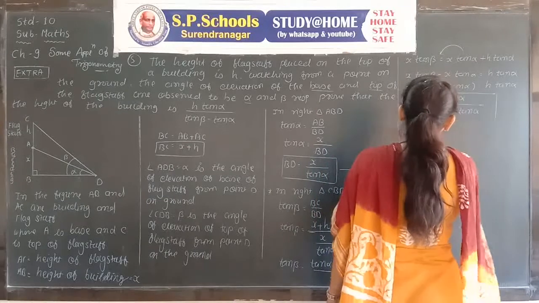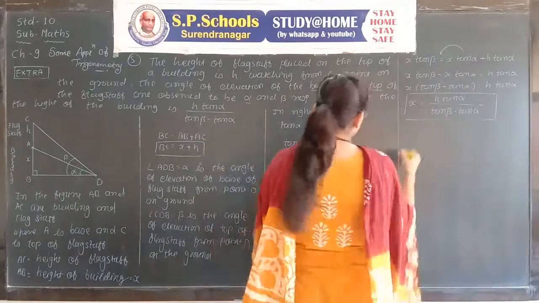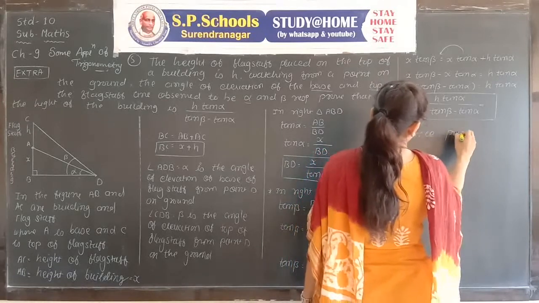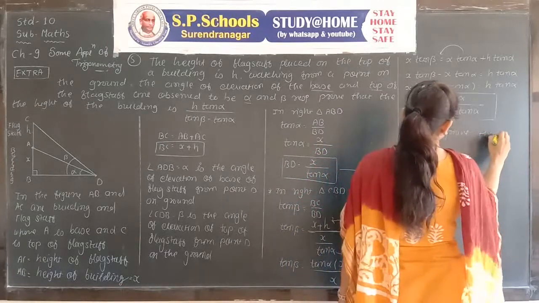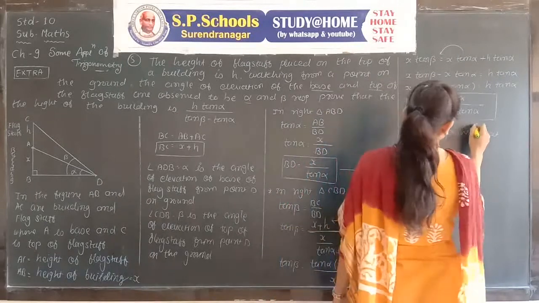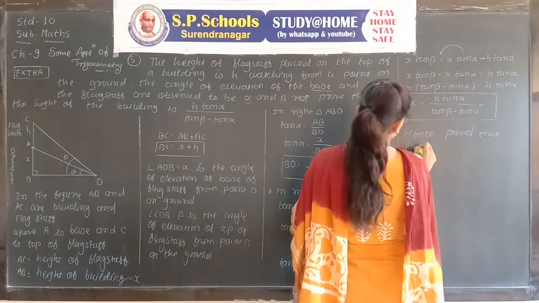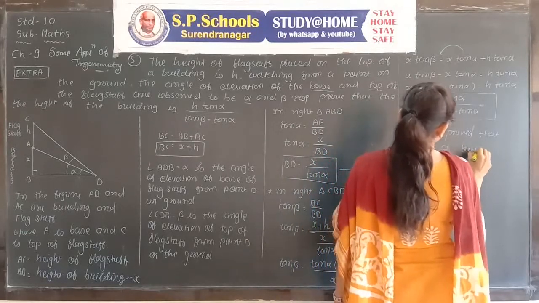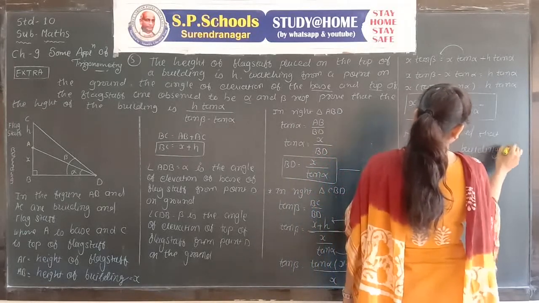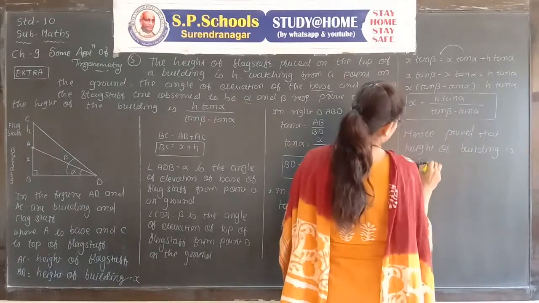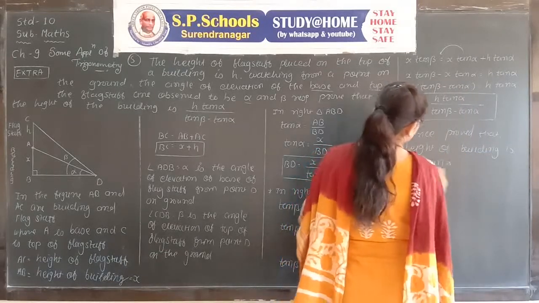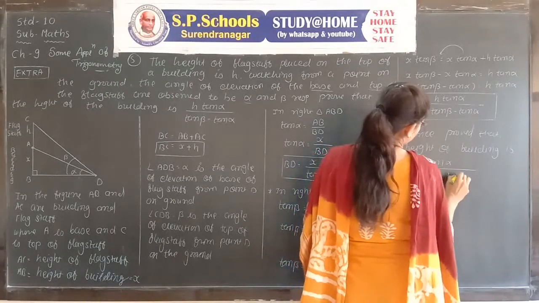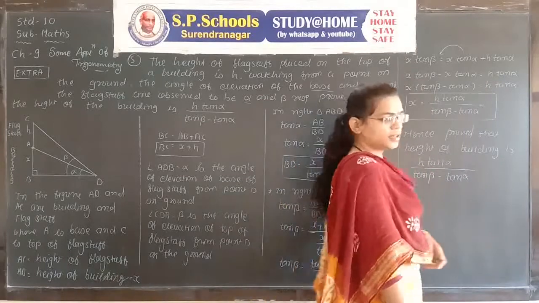Hence the height of building is obtained here. Hence proved that height of building is h tan alpha upon tan beta minus tan alpha.